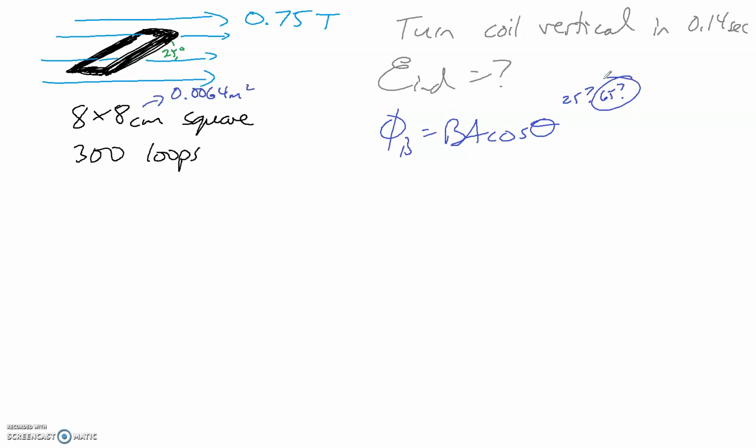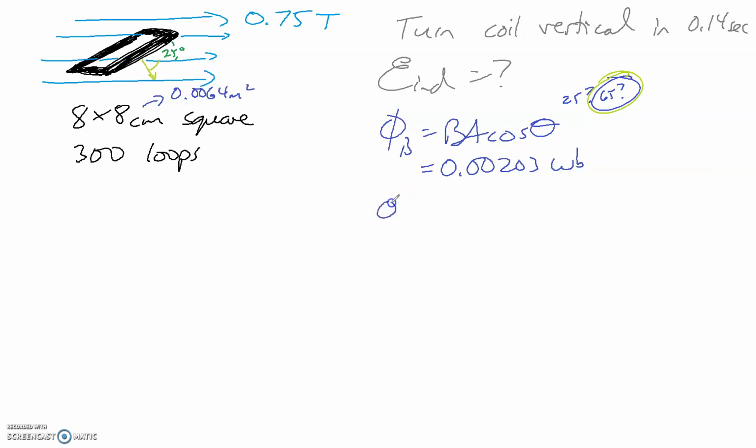The cos of 65 is smaller because, of course, we don't want the angle between the field and the coil. We want it between the normal and the field. And if that's 25, that's going to be 65. So we want to use the 65 degrees. If we do that, we can find the initial flux in the coil, and that will give me 0.00203 Webers going through it right now.